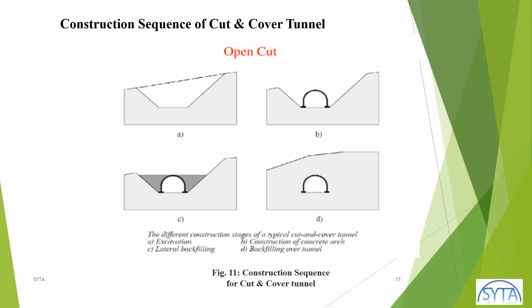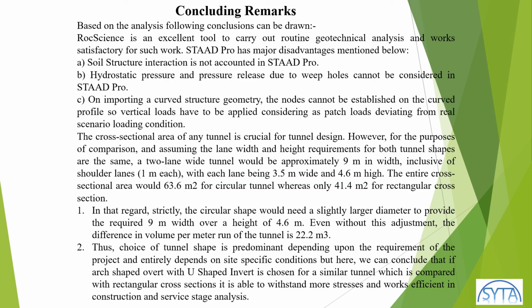A detailed section and sequence can be seen in my slide. To counter the compression forces and minimize the bending moments, an arc shape is given in place of the conventional roof slab that we give in box structures. Lateral filling is done behind the walls and subsequently backfilling over the tunnel to provide natural drainage over the tunnel profile. So this is basically the construction sequence that we can consider for this part.